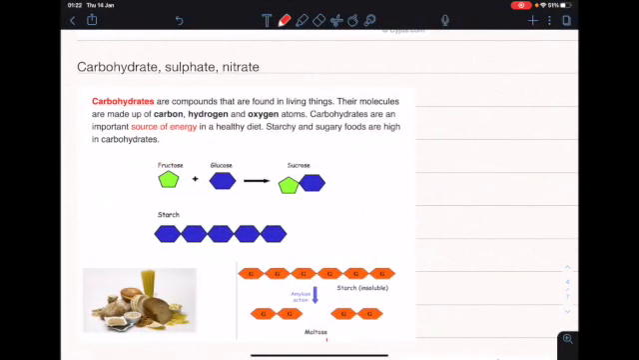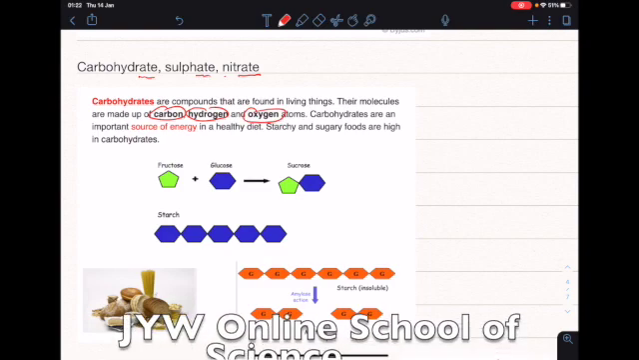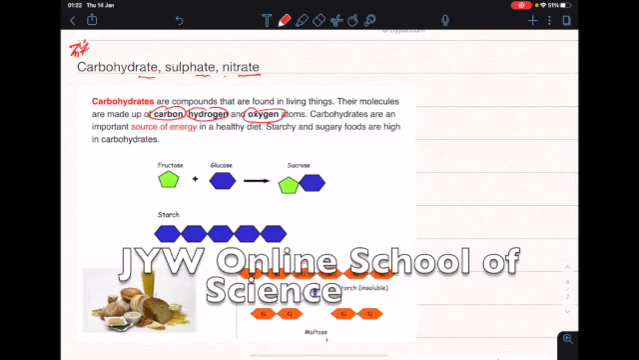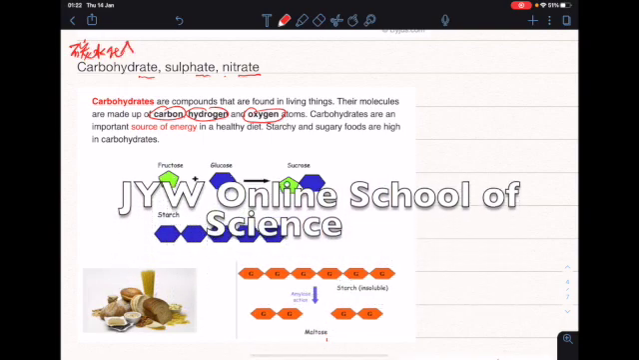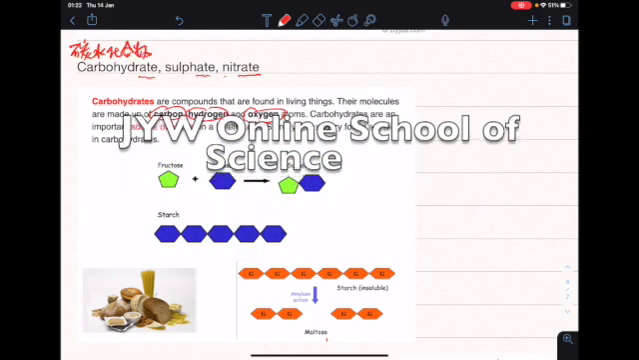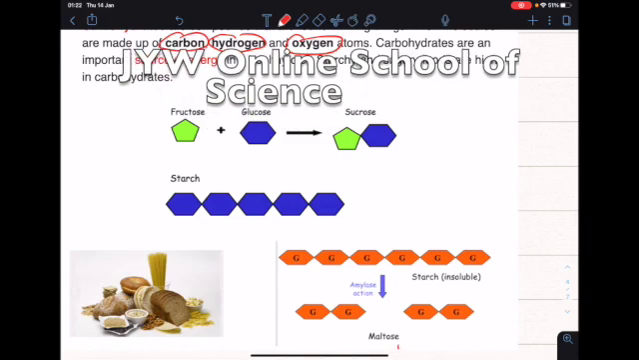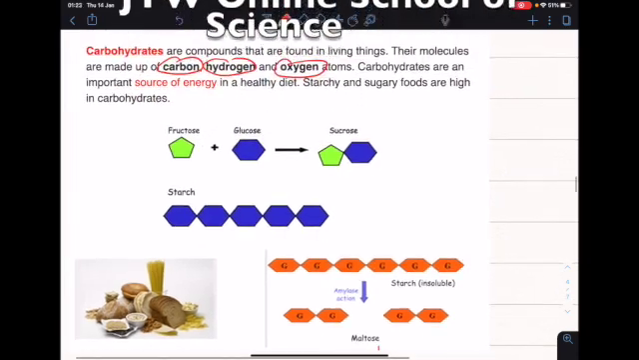The second group of keywords I present to you is carbohydrate, sulfate, nitrate. So they all end with ATE. Now, what does that mean? Carbohydrates. Carbohydrates are compounds that you find in living things. They only contain carbon, hydrogen, and oxygen atoms. They are usually found in food, in the bread, in the rice, and things like that. They provide you with energy.